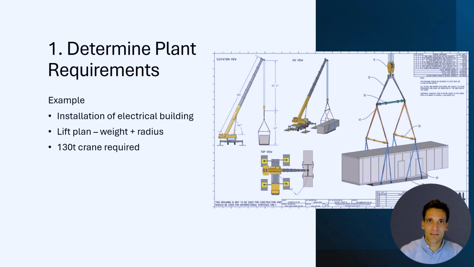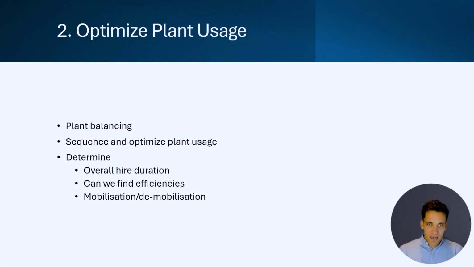Once we've gone task by task through the project and worked out the specific plant we require for every activity, the next thing we need to do is some plant balancing. What plant balancing is, is where we look at all the individual plant resources we need for each task, and then we simplify and group them together and identify efficiencies. This is going to help us determine the overall hire duration we need for plant. We can find any efficiencies, so we're not mobilizing plant multiple times and paying lots of mobilization costs. And we're also working out our utilization rate.